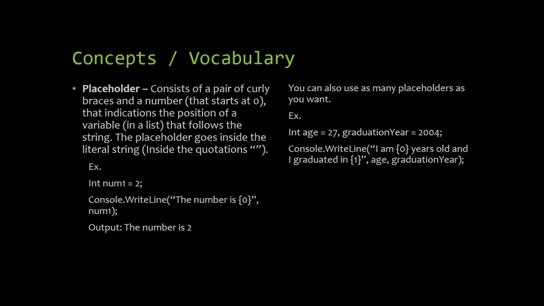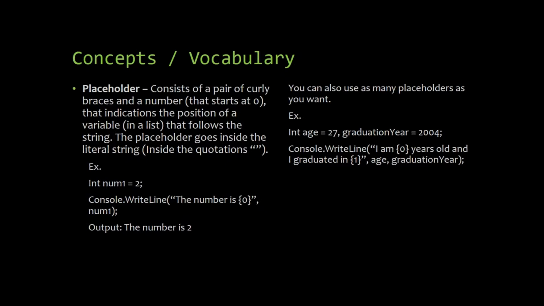Now, after the quotations, we put a comma, and that is where the list of variables begins. In this scenario, there's only one variable, so there's only one variable in our list, and it represents placeholder 0. So the output would say the number is 2, because instead of outputting the placeholder 0 information, it just outputs whatever the value of this variable is.